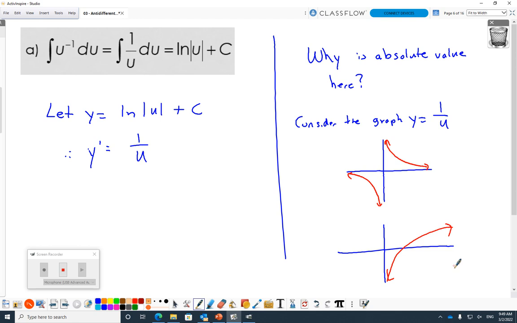But this question didn't ask that. It asks, what's the antiderivative of 1 over u? Tell me what the slope is in all these spots. And this function says I don't exist at 0, but I exist in the negatives. So I need a function that exists in the negatives. But it's ln. Easy solution.